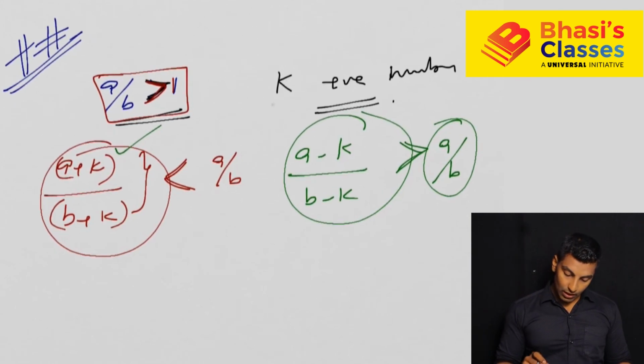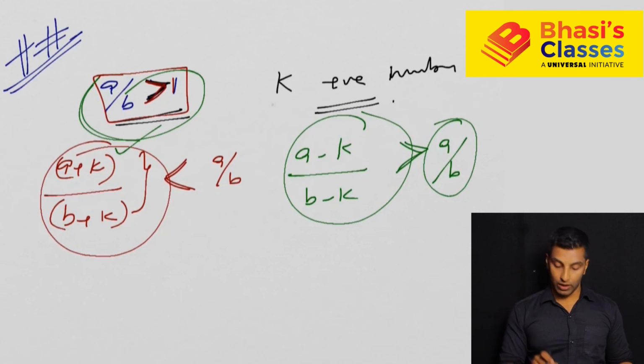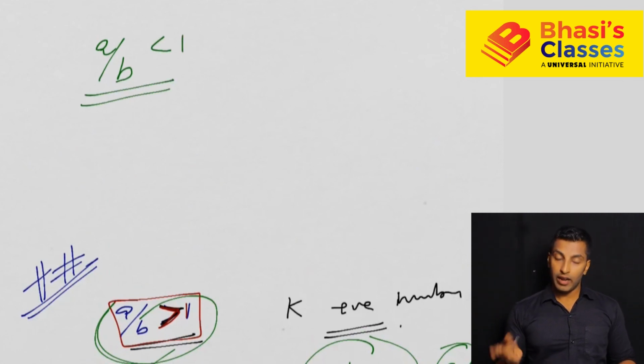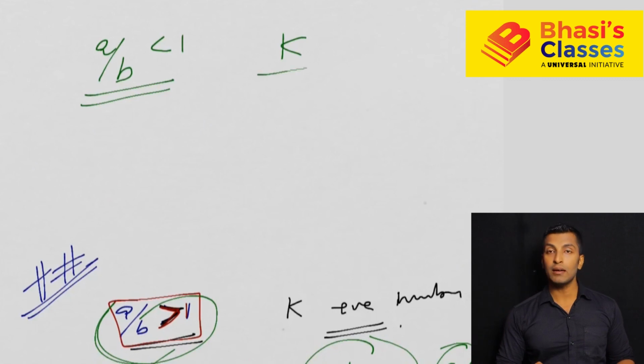Now what you can do is the opposite. A by b can be less than 1. So what is the next possibility? a by b will be less than 1. Now again the same situation, k is a positive number.